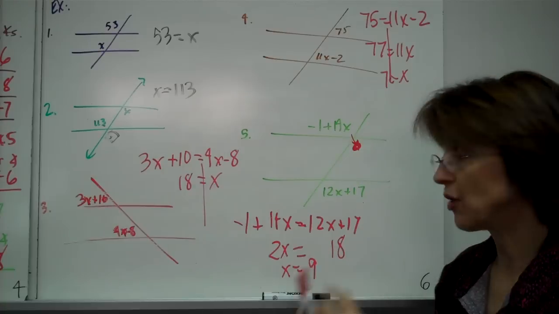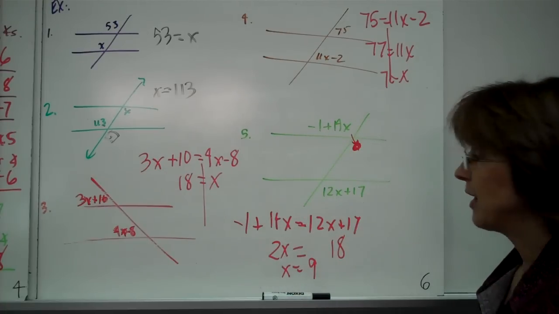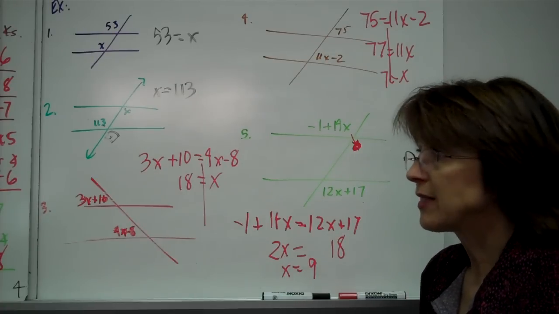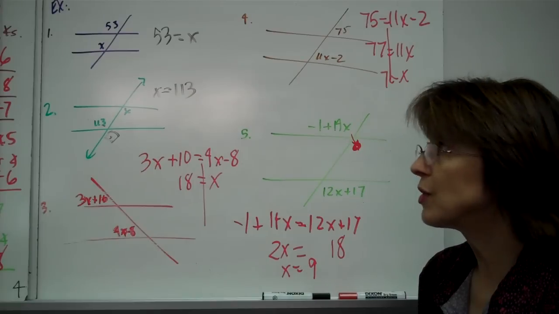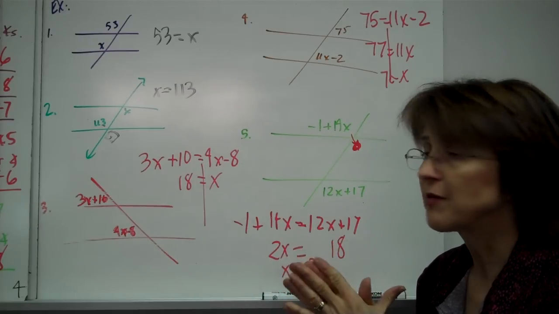And again, if they ask us for the actual angle measures, you have to take that 9, plug it back into whatever angle they want us to find, and find the angle measure. Okay, we'll do more in class. Don't be discouraged. It looks like a lot, but it really flows very, very easily, and it becomes very, very simple.